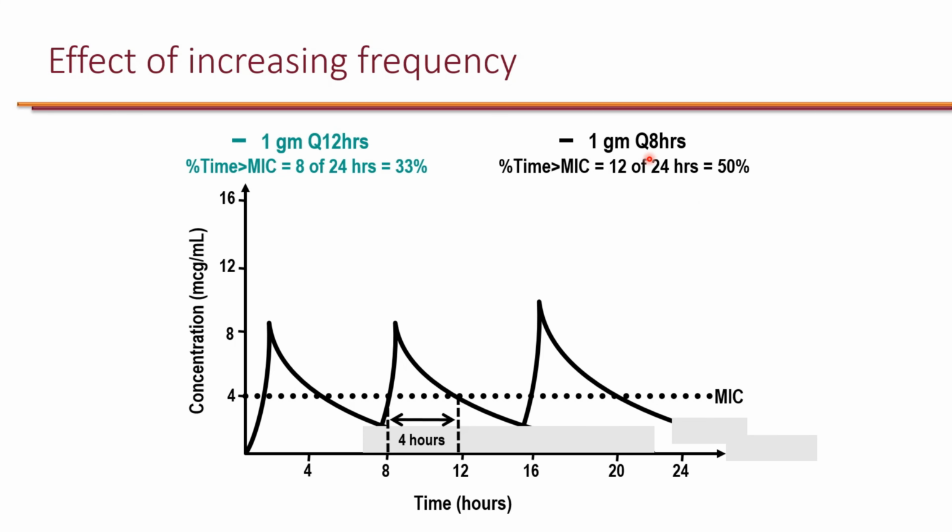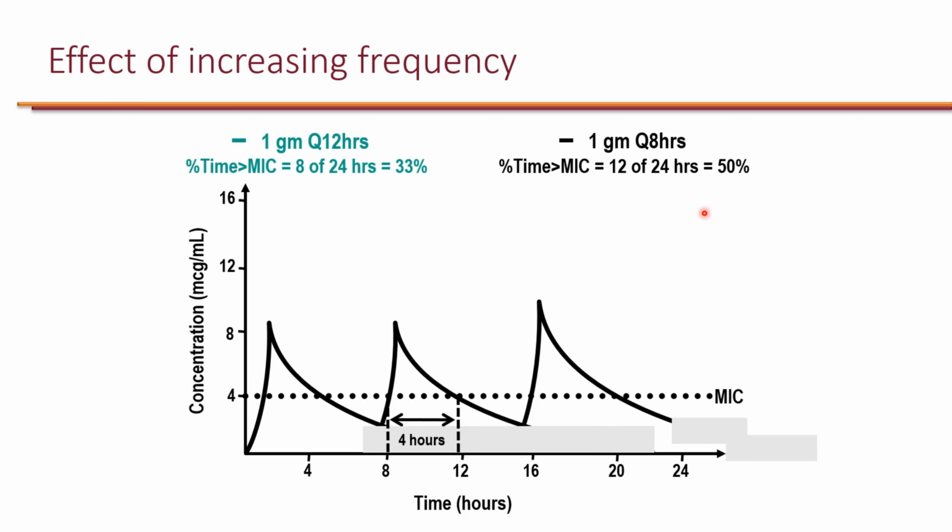The advantage of increasing the frequency instead of increasing the dose is that overall throughout the day you give less of the drug. So 2 grams Q12 will end up with 4 grams over a 24-hour period. With 1 gram every 8 hours, you end up with 3 grams every 24 hours. So from a toxicodynamic perspective, that is less likely to cause toxicity because we give less of the drug. Yet from a pharmacodynamic perspective, we achieve the same time above MIC.